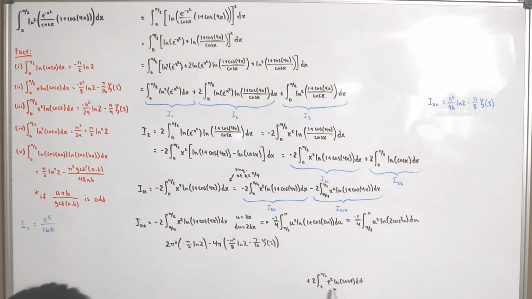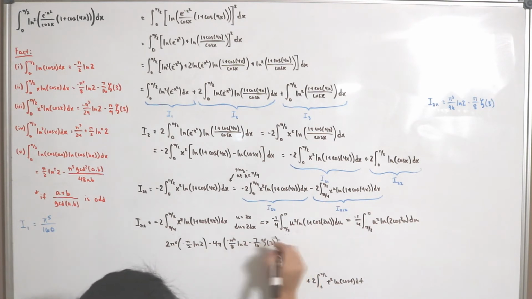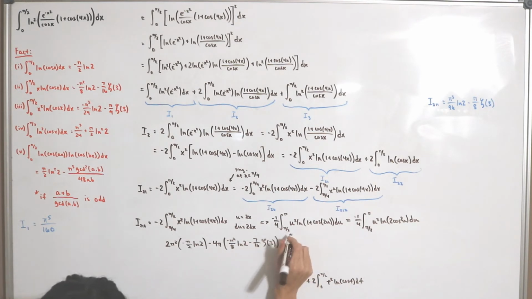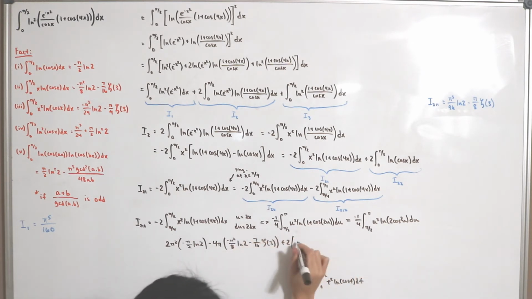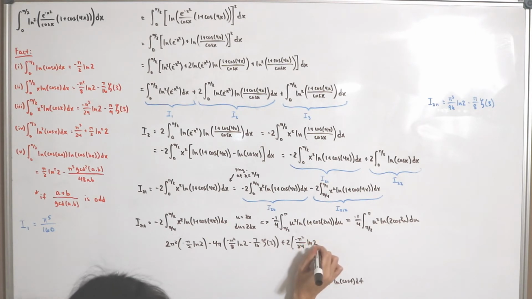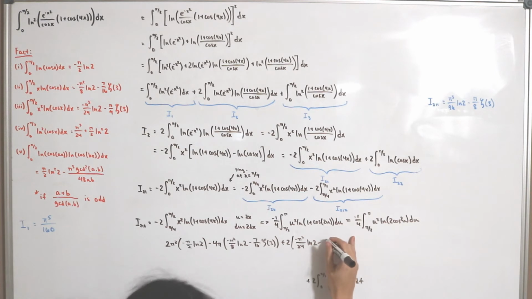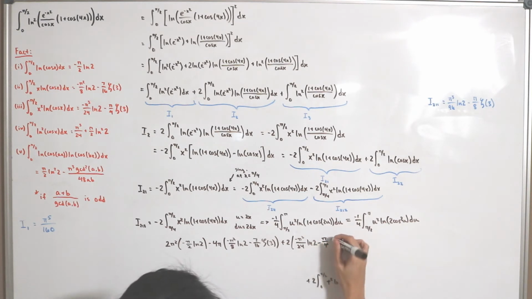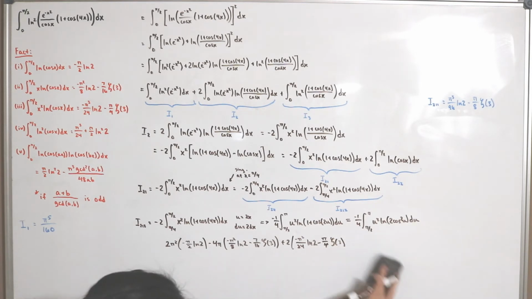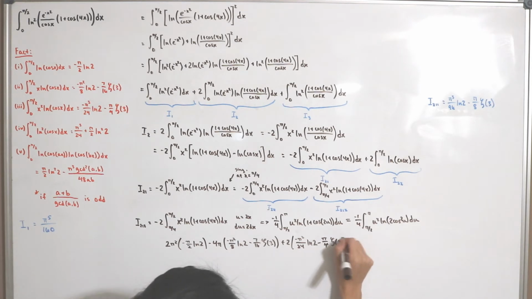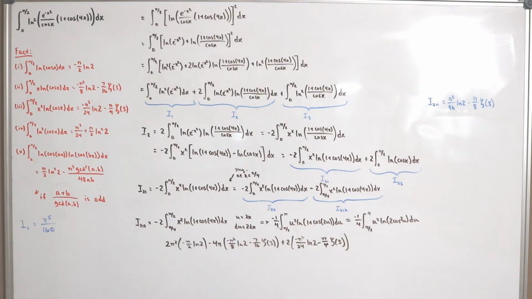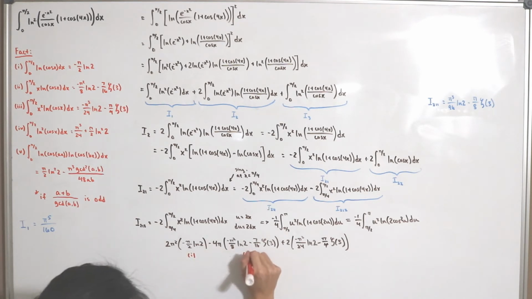And then the last one, 2 times this integral, we can use fact number 3, so plus 2 times negative π³/24 ln 2, and then minus π/4 of our a priori constant. Okay, cool. And then we just write justified by fact number 1, fact number 2, and then fact number 3.